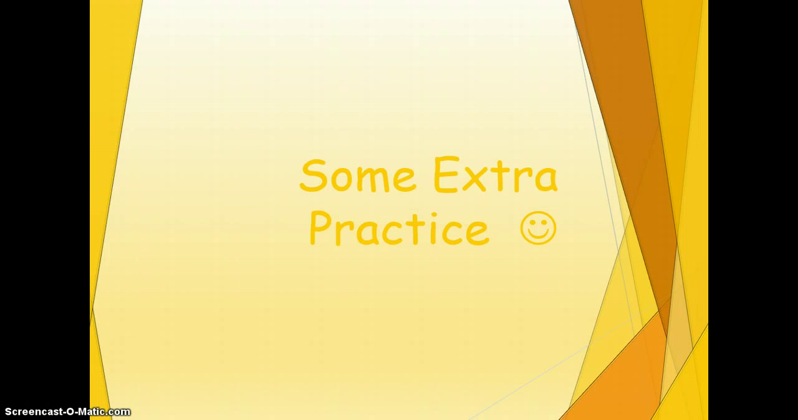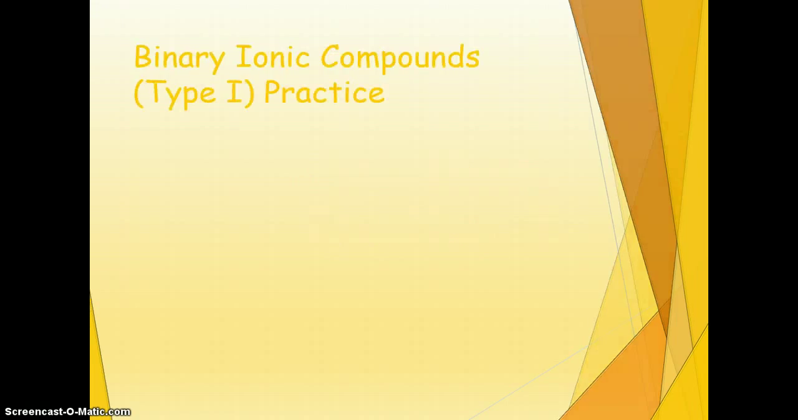Now, I'd also like to take you through some extra practice problems so you can see how they're solved. So practicing some binary ionic compounds, some type 1 problems. If we have something like LiI and we want to name it, we're going to look at it. Is the cation hydrogen? No. Is the cation a metal? Yes. Is it a transition metal? No. So we're just going to go ahead and name that with our normal rules, lithium iodide.